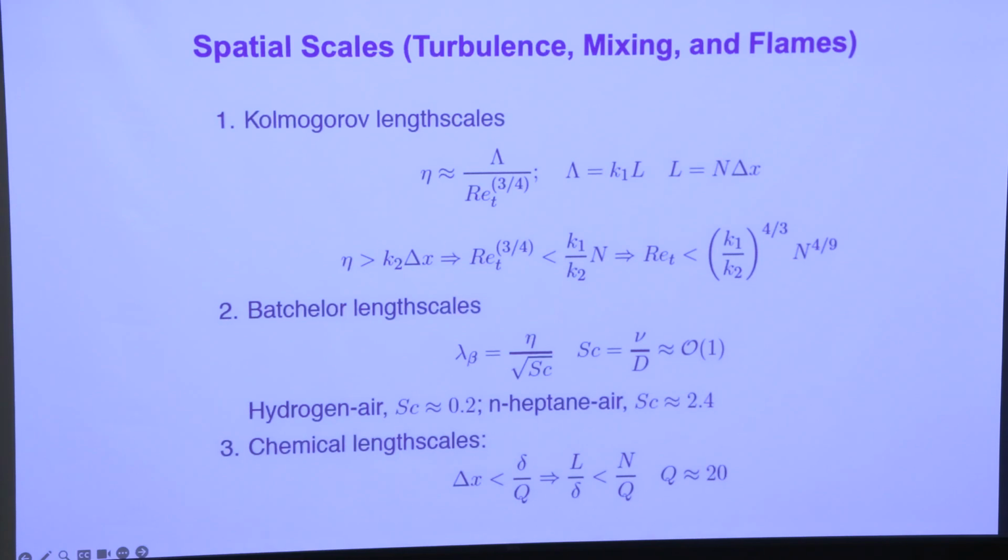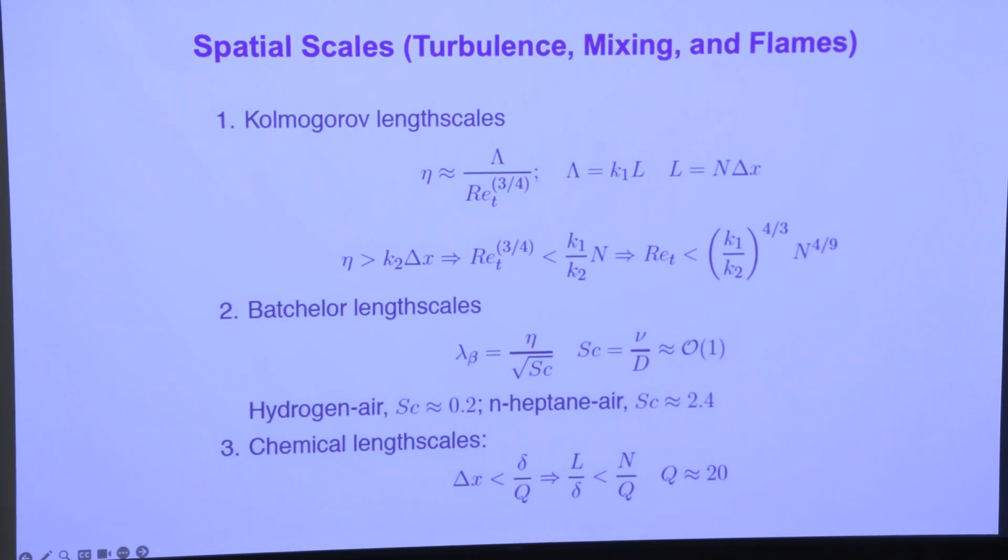A word about the spatial scales that you need to consider when you do these types of calculations. You have to worry about the smallest turbulence scales, the Kolmogorov length scales, where energy is cascaded down to the fine scales where it dissipates through viscous effects. And so eta here is the mean Kolmogorov scale, and it's proportional to the largest integral length scale, the ratio of the largest integral length scale to the turbulent Reynolds number raised to the 3/4 power.